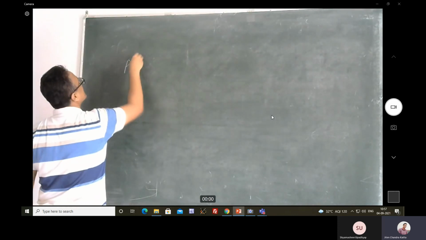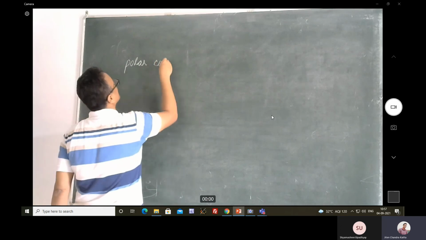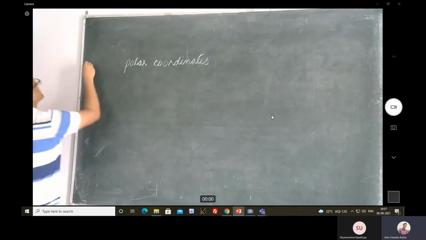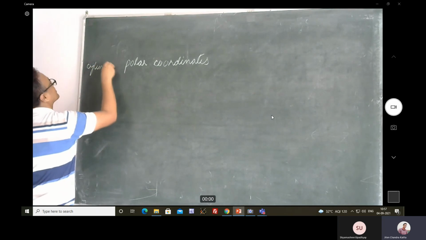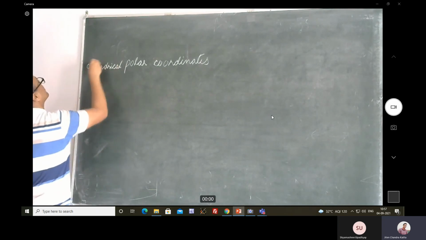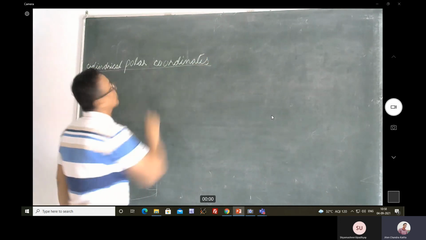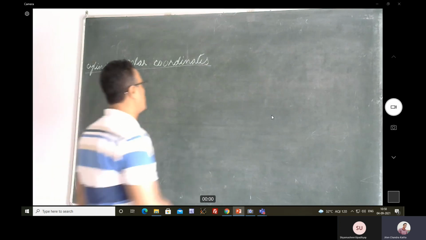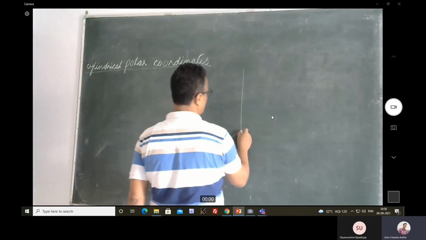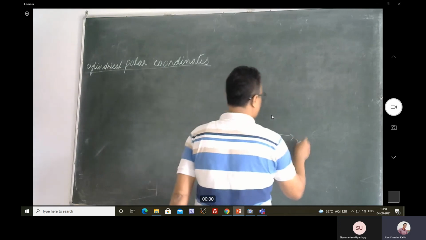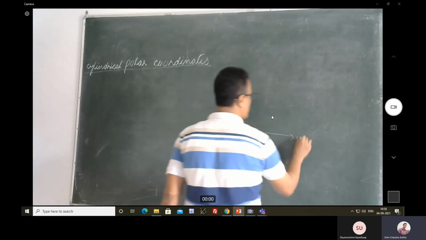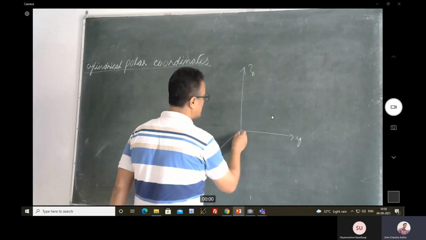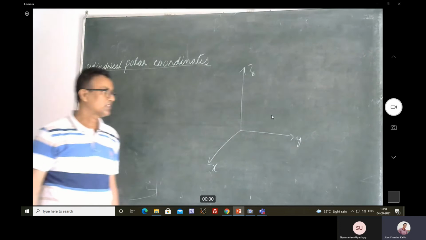So now we are going to deal with triple integral in polar coordinates. Okay, so firstly, we are going to deal with cylindrical polar coordinates. Now, see, when we consider the Cartesian coordinate system, what do we do? We simply consider three axes which are orthogonal to each other.